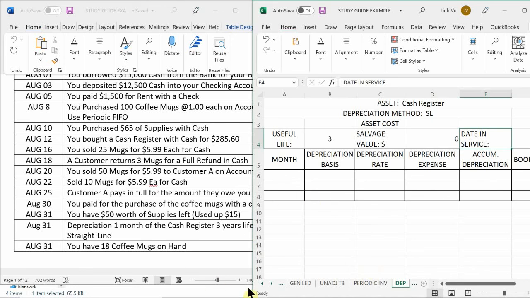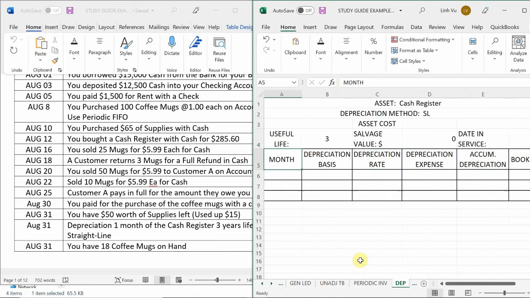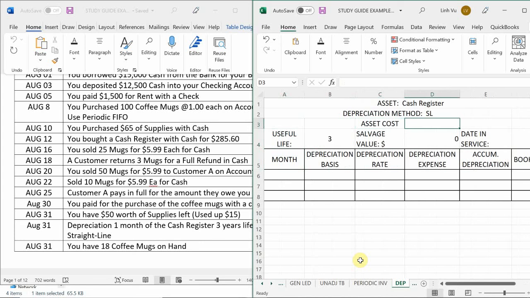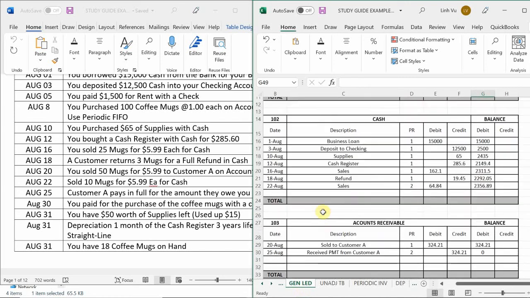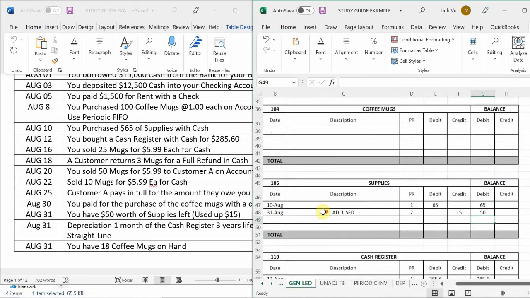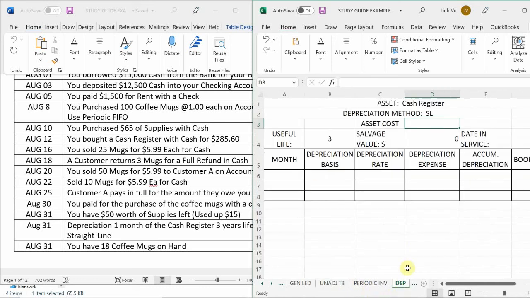August 12th. So does that mean we need to depreciate for the month of August, yes or no? Yes. Now let's go ahead and see how much that asset cost is. So general ledger, my asset cost is $285.60. Okay. So let's go ahead and solve.